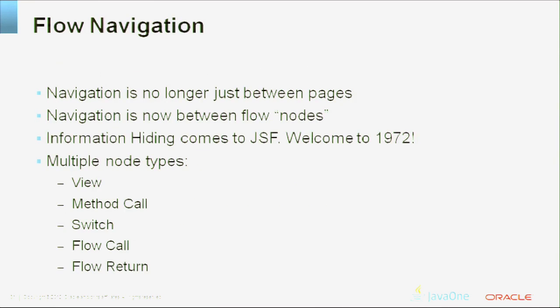And this is the flow graph piece of the presentation. Navigation is no longer just between pages, it's between flow nodes. And there are 6 different flow node types: view, method call, switch, flow call, and flow return. These are the ones that we found as the union of node types when we looked at ADF, Spring Web Flow, and MyFaces CODI. They all had these 6, so we've boiled it down to that.